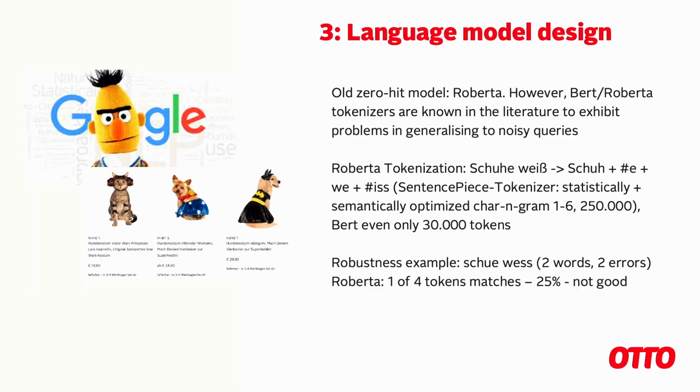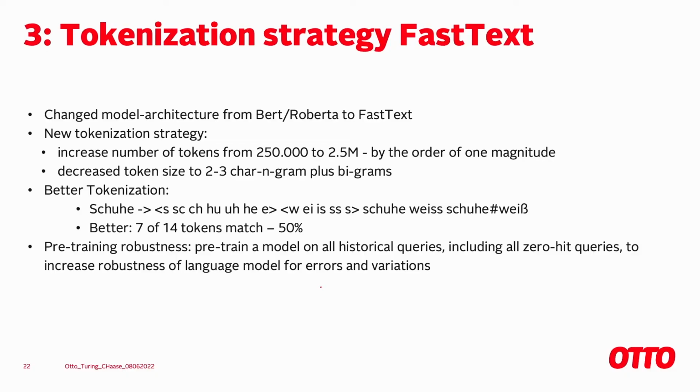Because, as I said, here's the example: Schuhe-weiß, where the H is missing and the I is missing. You have 2 words, 2 errors, and then you only have a match of 25%. So that's not very good. So what we did, we went up by another order of magnitude, and we said, okay, 250,000, let's take 2.5 million tokens then, which is pretty hefty. And we limited the text the model was learning, so our Domänezentrierung, to only the queries.